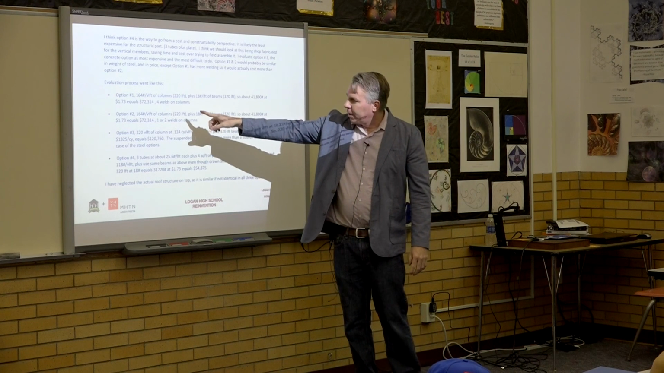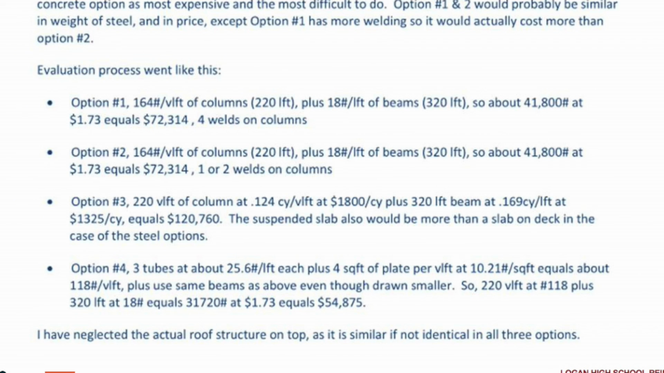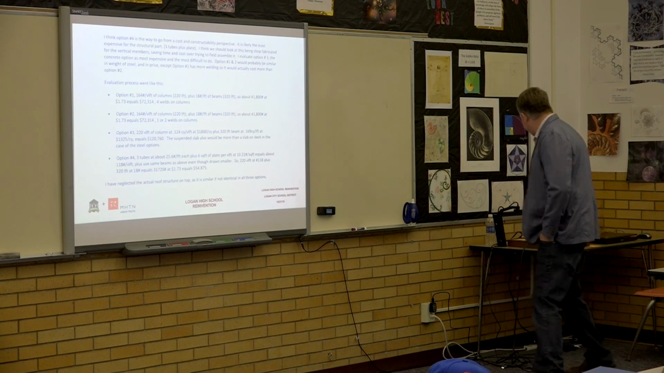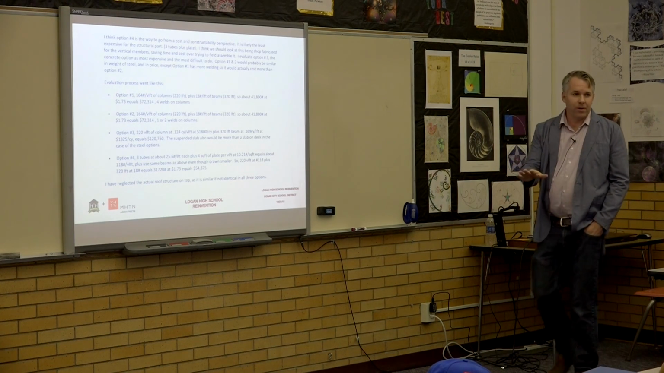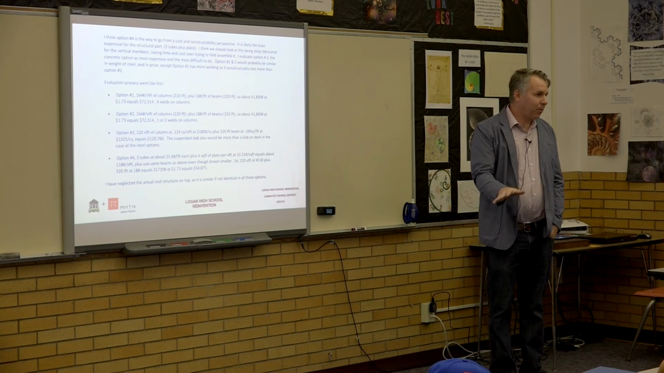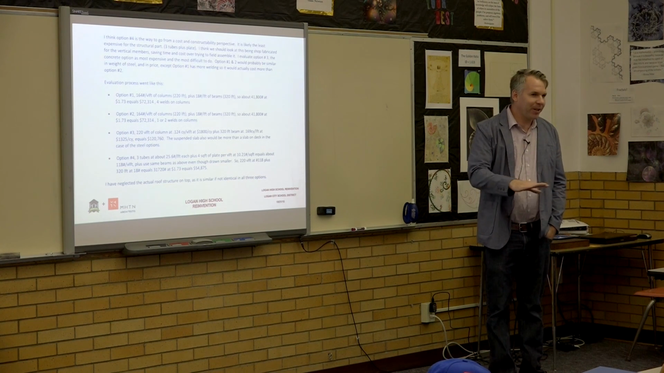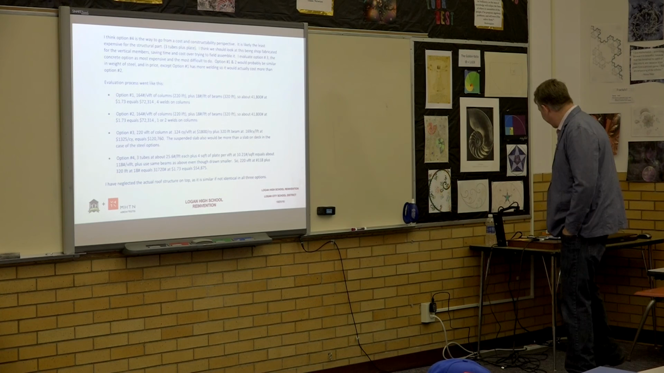So option 1, $72,000. Option 2, right there at $72,000. He says there's a few less welds on option 2, so it'll be a little less. Option 3, the concrete option, $120,000. Option 4, $54,875. Okay, so option 4 wins in the cost analysis, but do you think we're done yet? Is cost the only factor? No, that's right.